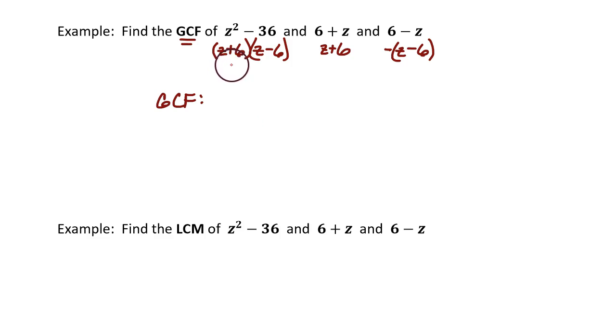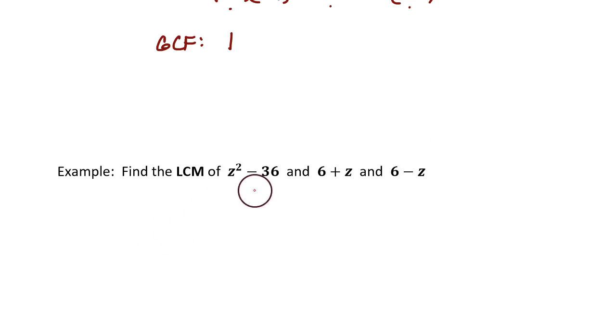Is z plus 6 a factor in all three polynomials? No, it's not. Is z minus 6 a factor in all three polynomials? No, it's not. Therefore, the GCF is 1. Let's use those same three polynomials and find the LCM. Remember to use factored form. The difference of squares factored into z plus 6 times z minus 6. The 6 plus z was equivalent to z plus 6. And the 6 minus z was equivalent to the negative of z minus 6.